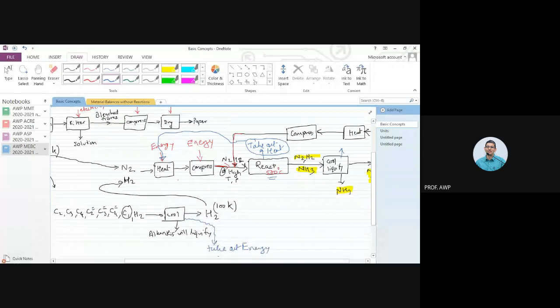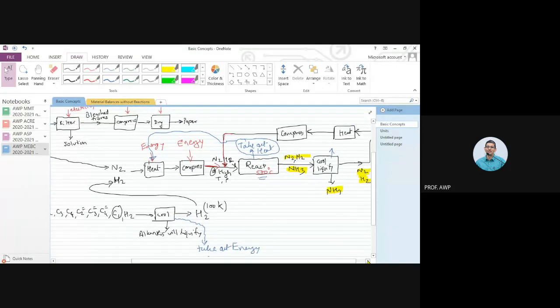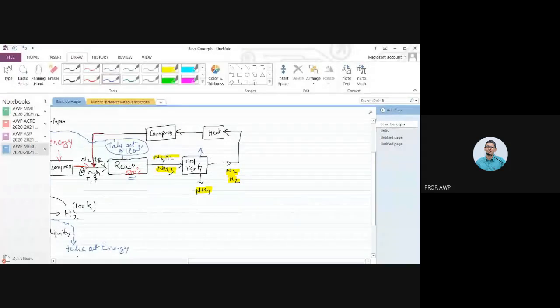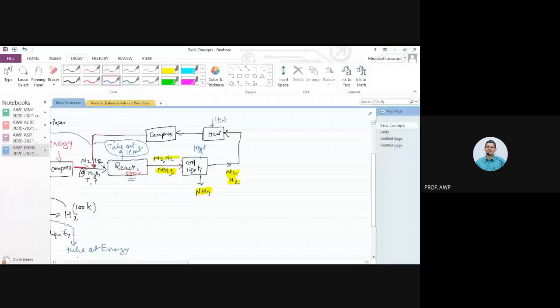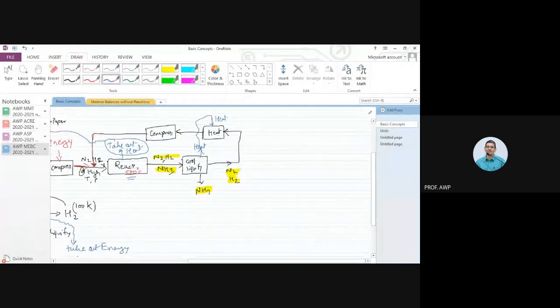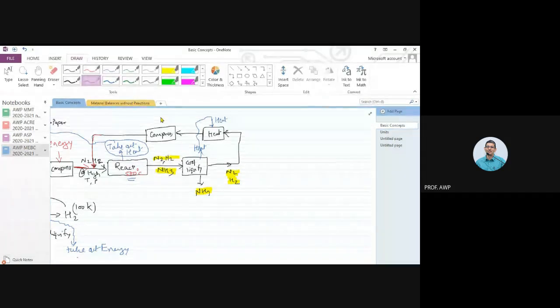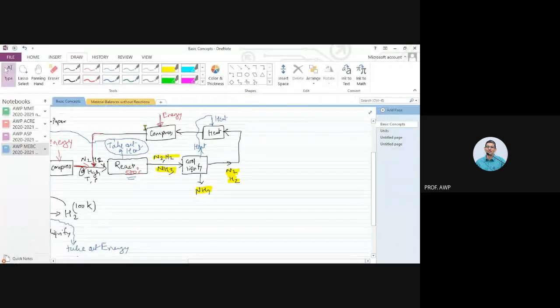Okay, so that is very nice. Okay, so now what do you do? Cooling, again I will have to take out heat. This heat I will have to supply, and Dharmik will say that use that heat that you have used to cool, that same heat can be used for heating. Compression again will require some kind of energy. All right.